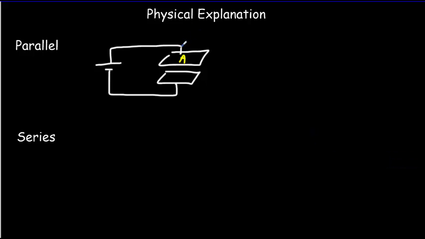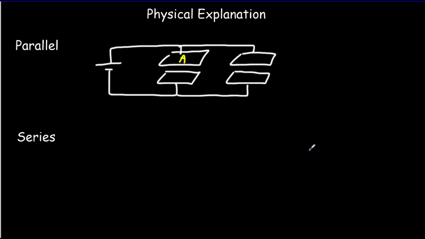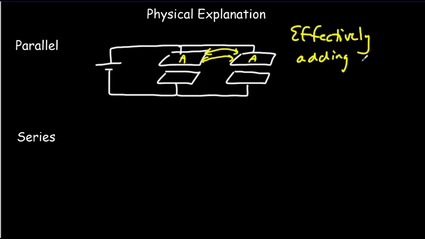Now if I add another set of parallel plate capacitors, if I think of this as kind of one parallel plate capacitor, what I'm really doing is just adding more area. It wouldn't make any difference if I in fact joined these plates together. So in parallel, because we're adding area, we're adding capacitance.